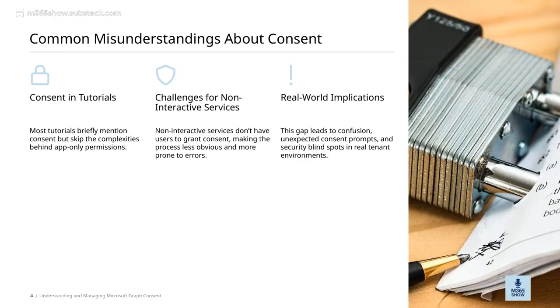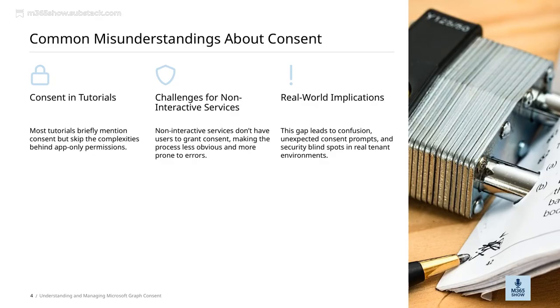Let's take a closer look at some common misunderstandings about consent when working with Microsoft Graph. One major issue is that this gap in understanding often leads to confusion, unexpected consent prompts, and even security blind spots within real tenant environments. This can be quite problematic because it means administrators and developers might not fully grasp when and why consent is needed, which can cause delays or security risks.